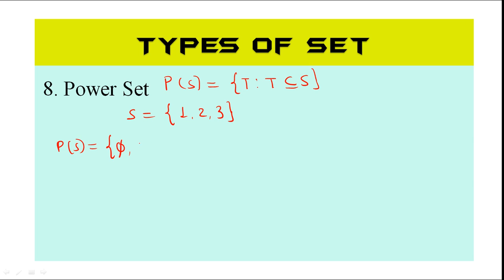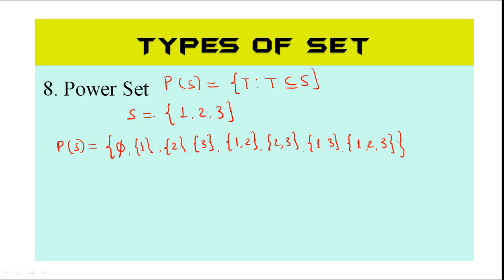So phi is a subset of every set. Then 1 is also a subset, right? We will be writing 1. Then 2 is also a subset of S. 3 is also a subset of S. 1, 2, this is also a subset. 2, 3, this is also a subset. Then 1, 3, it is also a subset. And 1, 2, 3, this is also a subset. So a set having all the subsets of a given set is known as the power set, right?